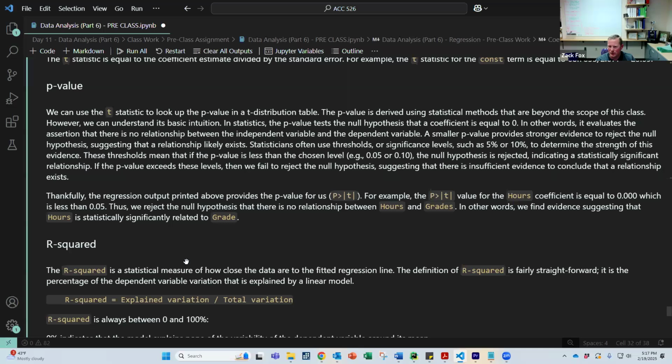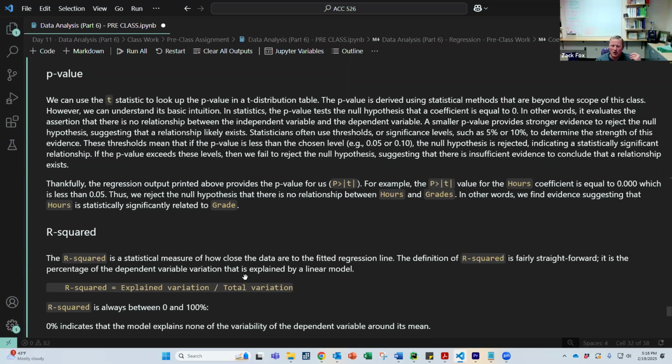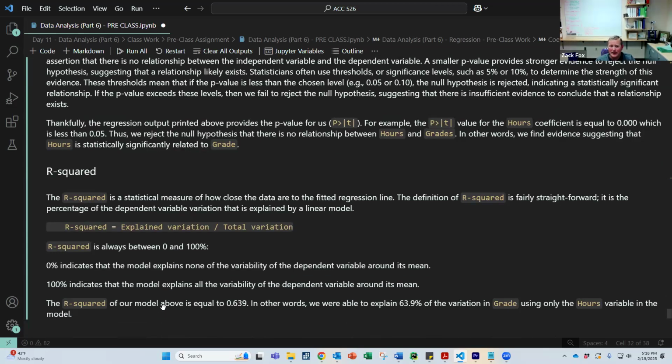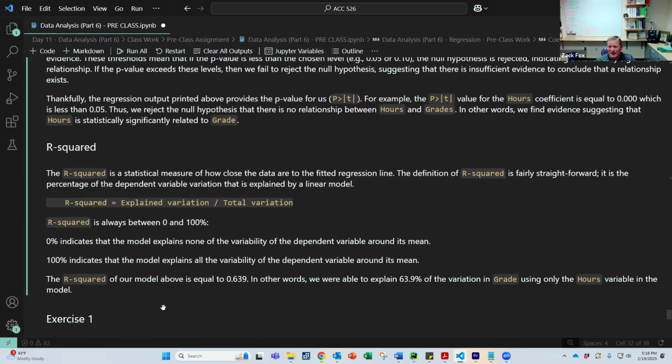So the definition of R squared is pretty straightforward. It's just the percentage of the dependent variable variation that is explained by the linear model. So R squared equals explained variation divided by total variation. R squared is always going to be between 0 and 100%. 0% indicates that the model explains almost none of the variability in the dependent variable around its mean, and 100% indicates that the model explains all of the variability of the dependent variable around its mean.